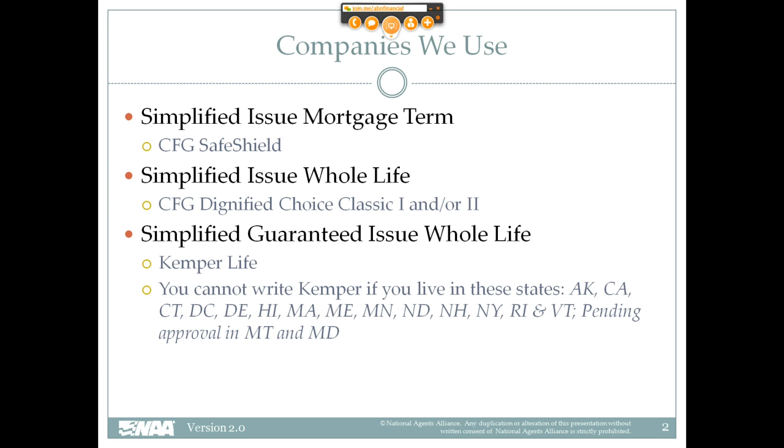So when we underwrite a client, the companies that we use, in general, the ones I want you to learn are the CFG Safe Shield mortgage term product, the simplified issue whole life product called Dignified Choice Classic 1 and 2, and then simplified guaranteed issue whole life, the Kemper Life product. But you can only write it if you live in states that are not these states.